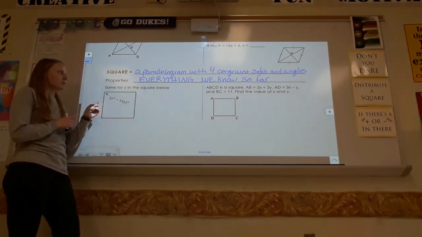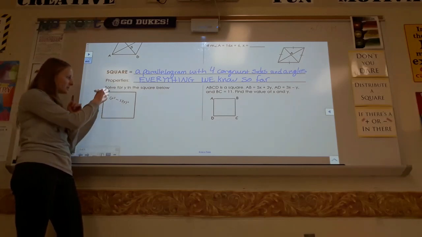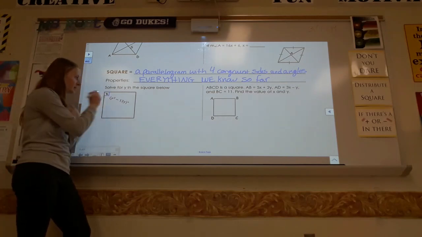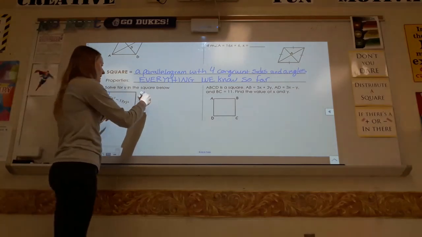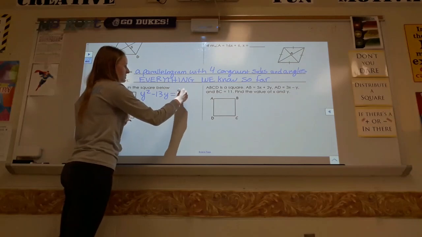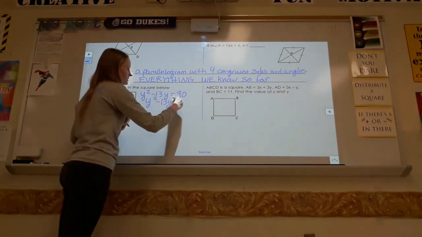Okay, so first question, we're going to solve for y in the square below. Remember, we're just working with this angle right here. Because a square has 4 congruent angles, the same way that a rectangle does, this is 90 degrees. So we know that y squared minus 13y equals 90. Again, another situation where we have to factor, so we're going to pull the 90 over so it's in standard form.